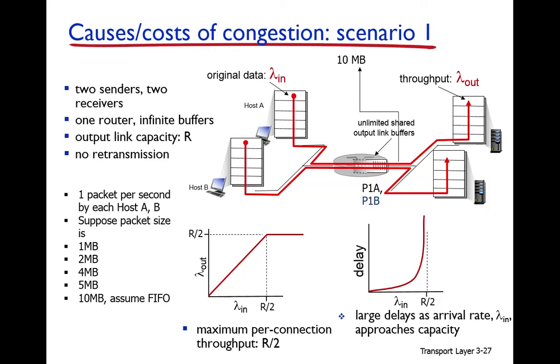Okay, so you can see that in the second batch, when P2A and P2B arrive, they will find P1B already in the queue. So they will wait. The second batch will wait for 1 second.